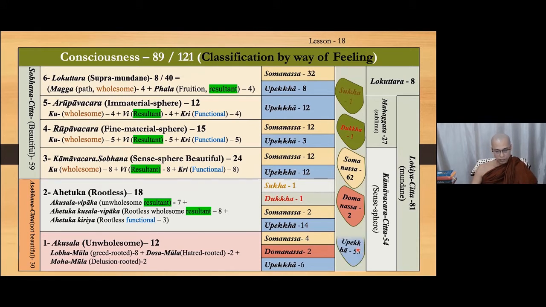Then the last group, upekkha, equanimity, 55. In the Abhidhammattha Sangaha, the text mentions it as the rest, avasesa. But here we can count in the unwholesome group 6 and ahetuka group 14. Sense-sphere beautiful 12, but only 3 in the fine-material sphere group. But all 12 immaterial sphere are upekkha. And the fifth jhana of the lokuttara is upekkha. So altogether 55 upekkha.